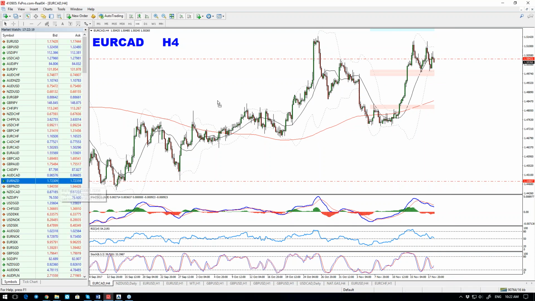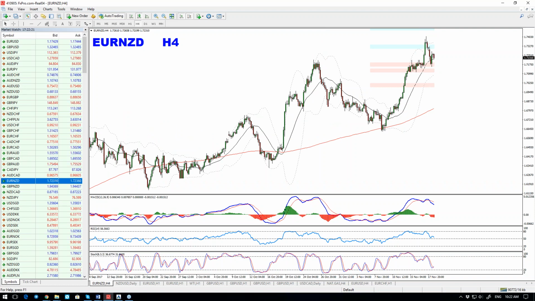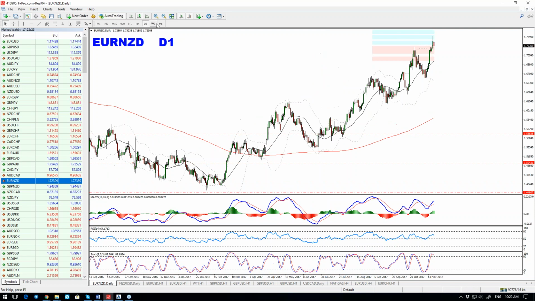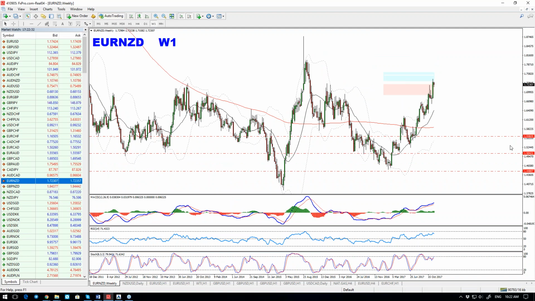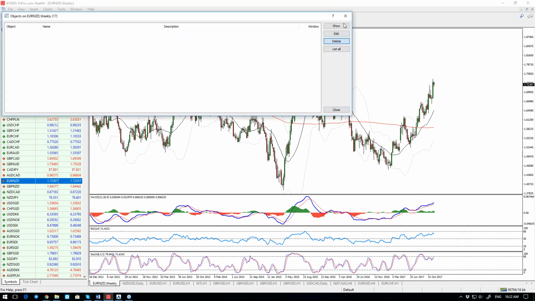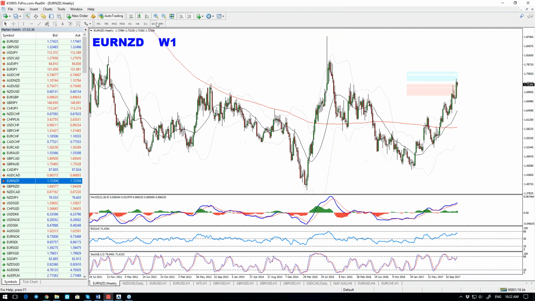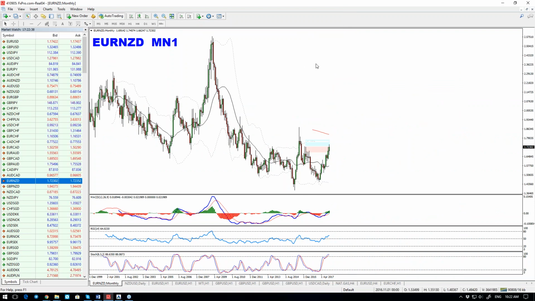One more euro on our list is the euro versus the Kiwi, and on this one, this is what we have. This is the weekly. Let's remove the lines. Start drawing from the beginning here. I will start with the monthly.